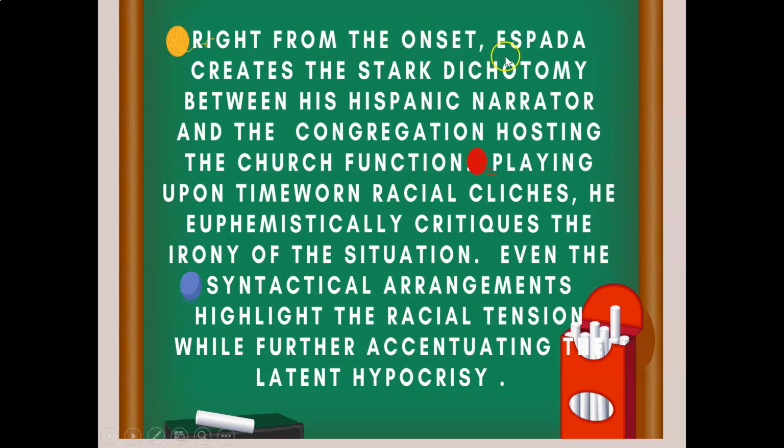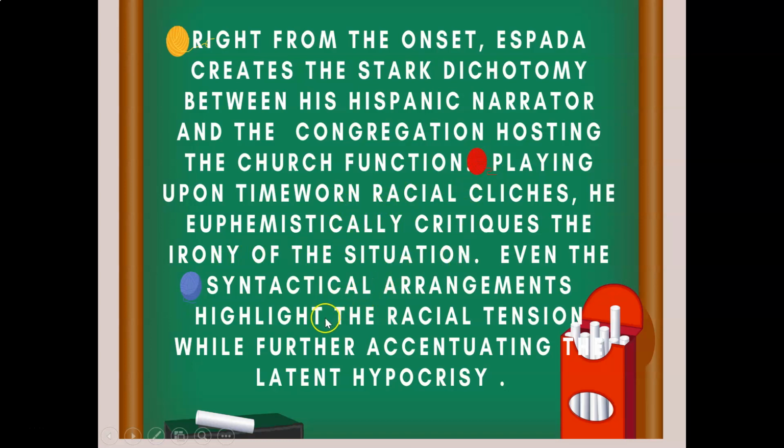So right from the onset, Espada creates the stark dichotomy between his Hispanic narrator and the congregation hosting the church function. So we're going to talk about dichotomy is orange, right? So we're getting into a little bit of characterization and the dichotomy, the split between the Hispanic custodian and the congregation at church. Let's see what red is going to be. Playing upon time-worn racial cliches, he euphemistically critiques the irony of the situation. So we've got a lot going on in here. We're going to talk about cliches, euphemisms, and irony is red.